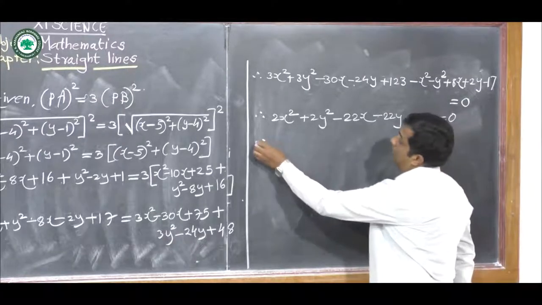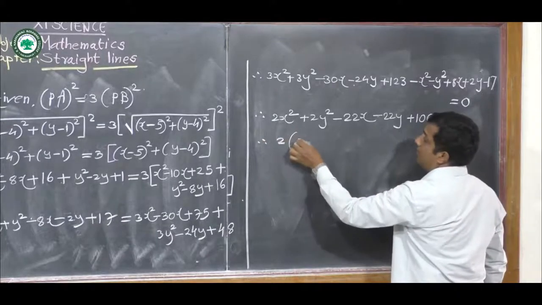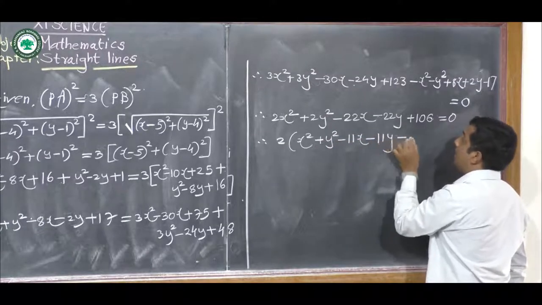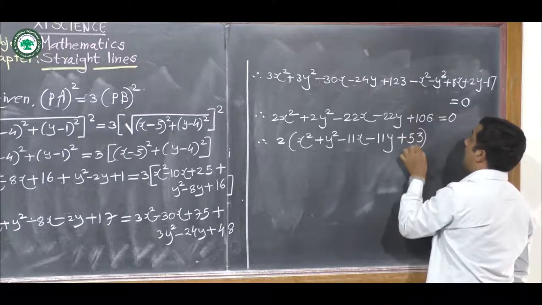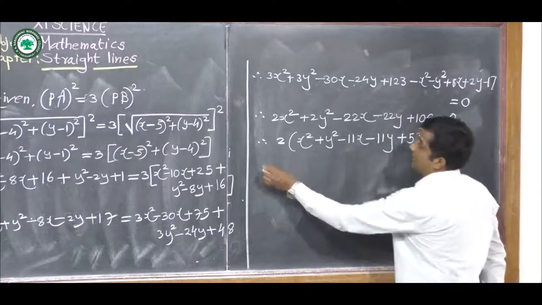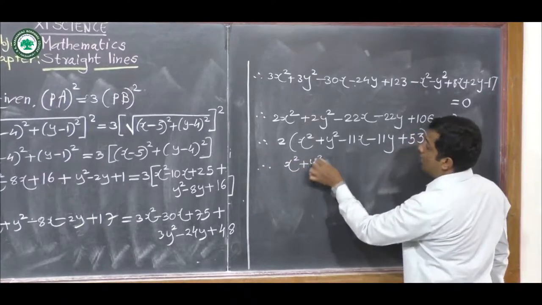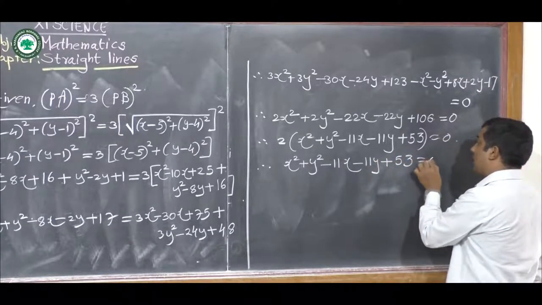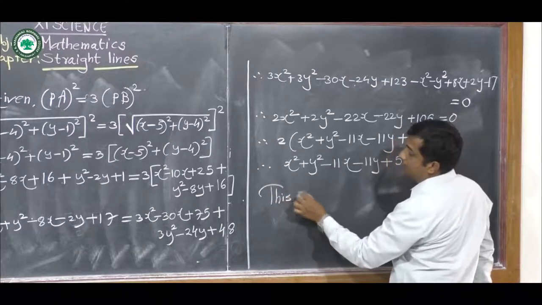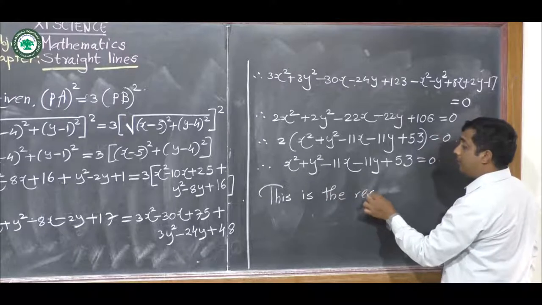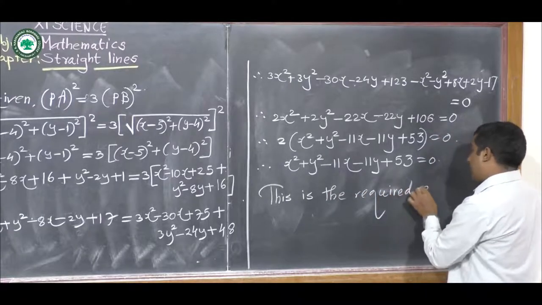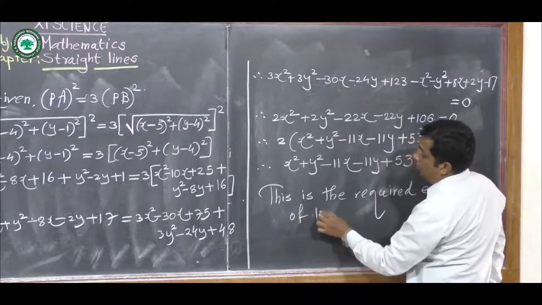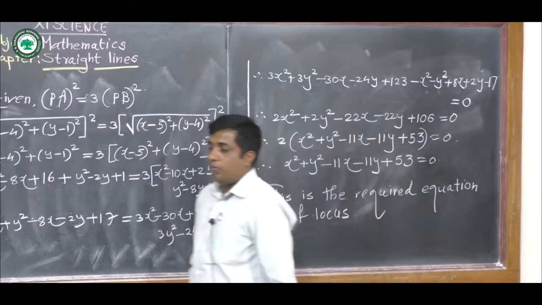Now from this LHS we take 2 as common. Inside the bracket, x square plus y square minus 11x minus 11y plus 53 is equal to 0. And lastly, we get x square plus y square minus 11x minus 11y plus 53 is equal to 0, and this is the required equation of locus.